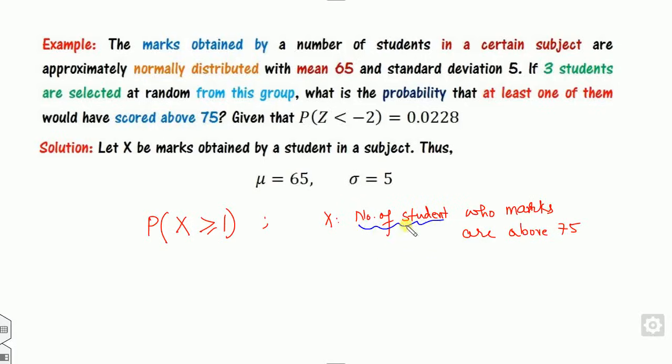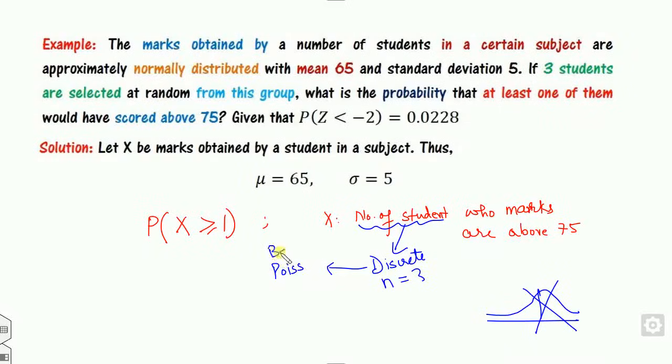The number of students is a discrete number. If it is discrete, then you can't draw this one. So how do you find that? The maximum number of students is 3. If it is discrete, then it can be the Poisson distribution, the Bernoulli distribution, geometric, or negative binomial. The maximum number of students selected is 3, so n is 3. So it's a finite number. What is p? The probability that marks are over 75.